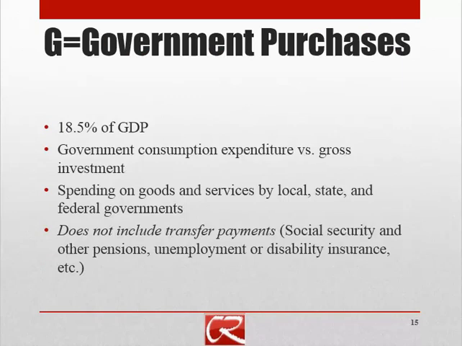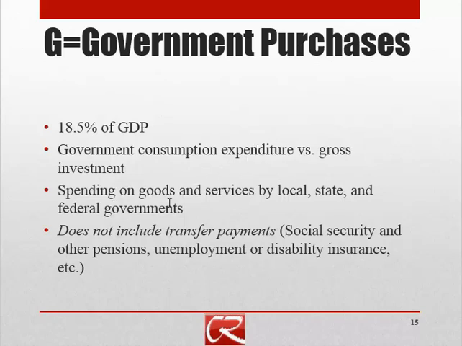And I will go on to the G in the Y equals C plus I plus G plus net exports equation. So government purchases. Government purchases are about 18% of GDP. And if you remember some of our previous lectures, you'll notice there's a little bit of a mismatch here. That 18% of GDP is less than federal spending. And that's because you'll notice that we're not saying that G is government spending, we're saying that G is government purchases. And what's the distinction there?